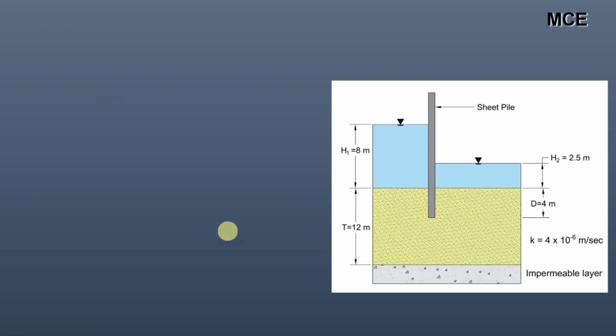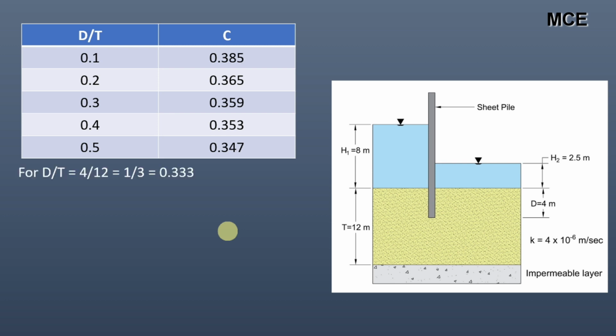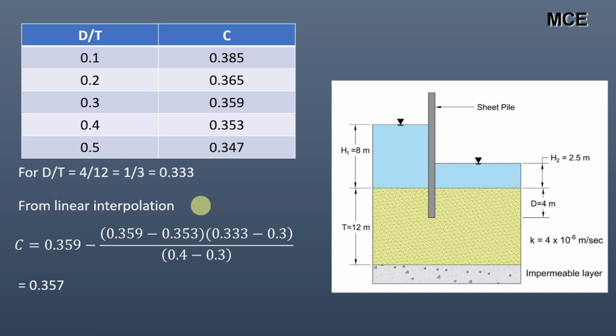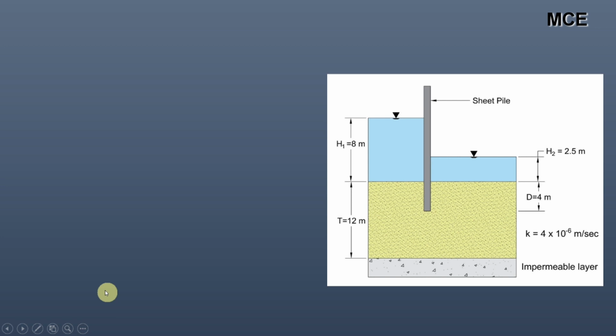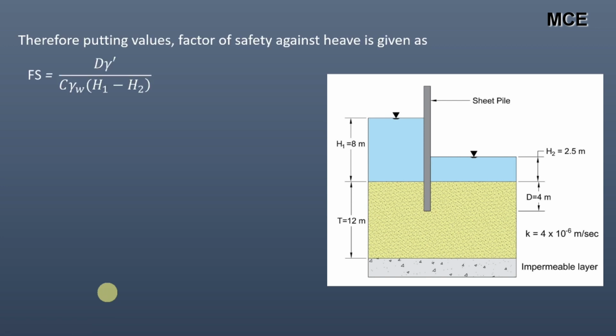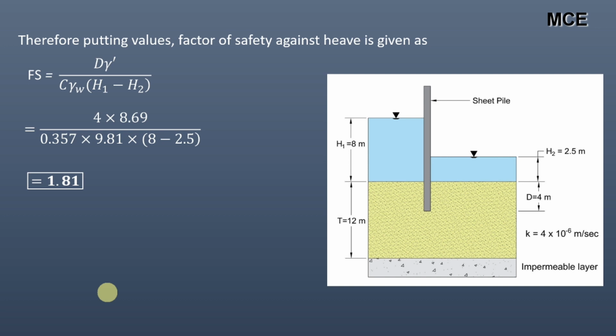In our case, the value of D by T is equal to 4 divided by 12, which is equal to 0.33. From interpolation from the table, we find that the value of C is equal to 0.357. Putting values, the factor of safety against heave is given as 4 into 8.69 divided by 0.357 into 9.81 into 8 minus 2.5, which is equal to 1.81. This gives the factor of safety against heaving in case of sheet piles.